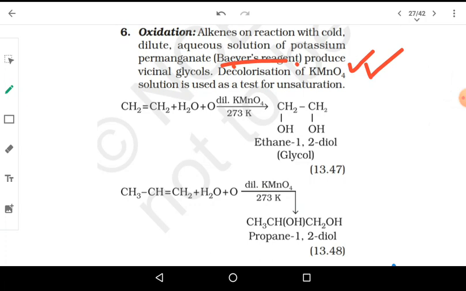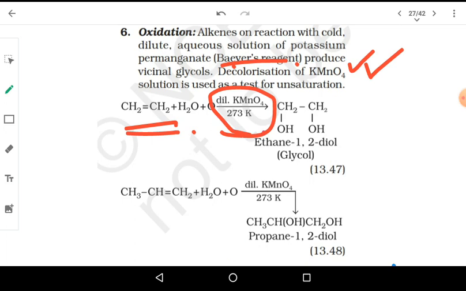How can it be used for the test of unsaturation? It is because it changes its color. It will fade the purple color, and as a result the purple solution which we have initially changes to a faint colorless solution. So let us take an example. We have CH2=CH2. We are going to treat it with dilute KMnO4.